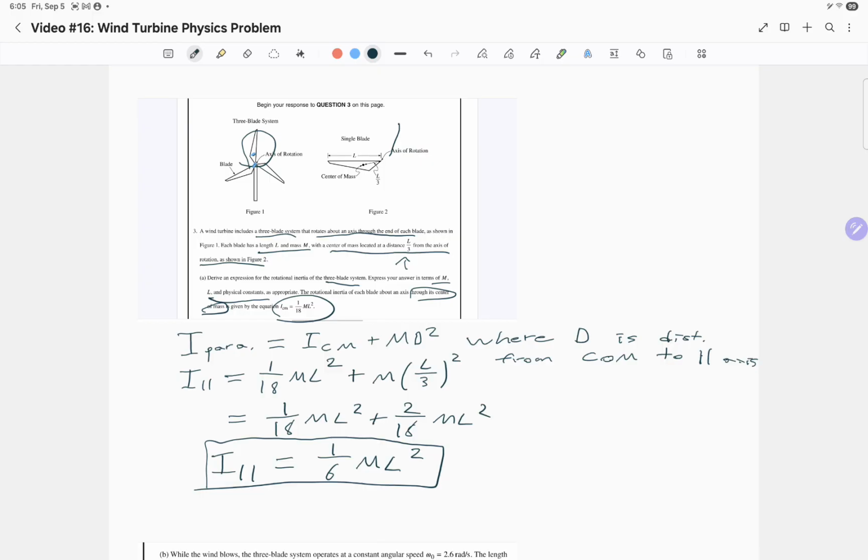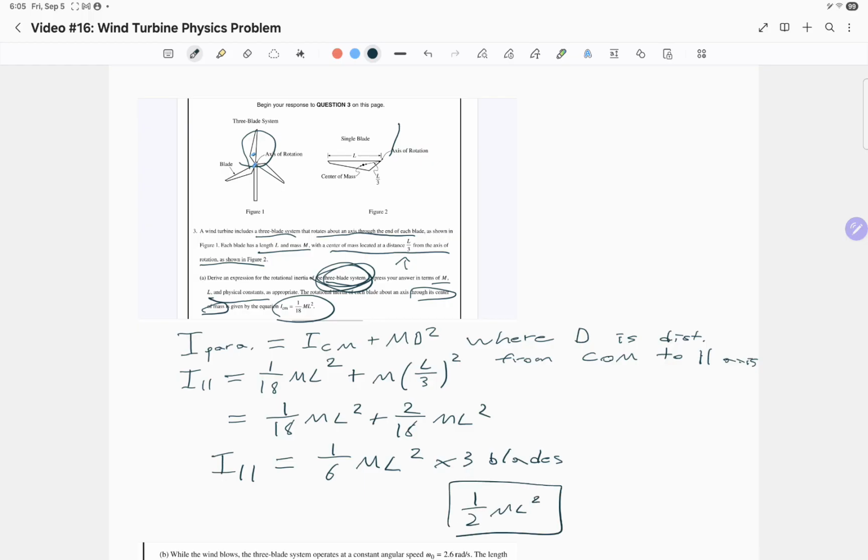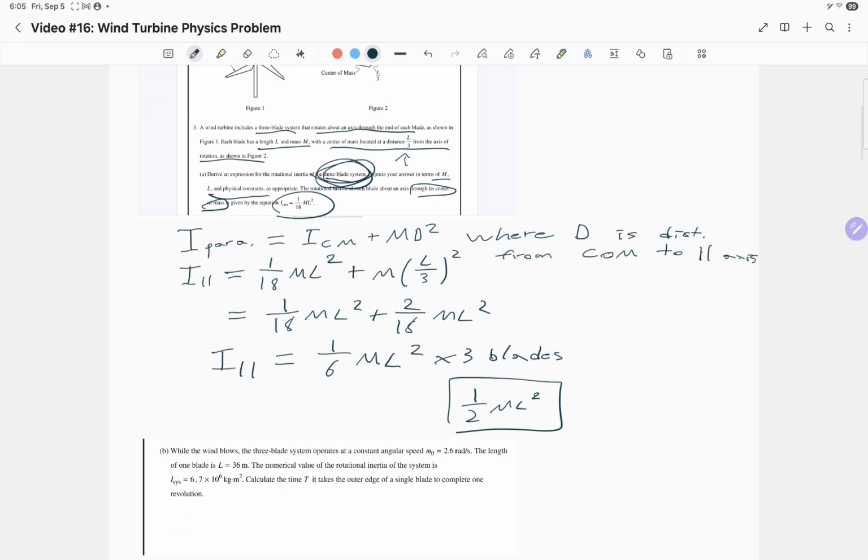Is what you want to think, right? But you're not done yet. They're asking you for the rotational inertia of the three-blade system, right? We're not done. This is just one blade. So we need to multiply this by 3 blades. So this is going to get us 1/2 ml squared. There you go. That's your final answer. Because that is just for one blade, but we have a three-blade system. So it's going to be the same for each blade because each blade behaves the same. So that's why we get that as our answer.